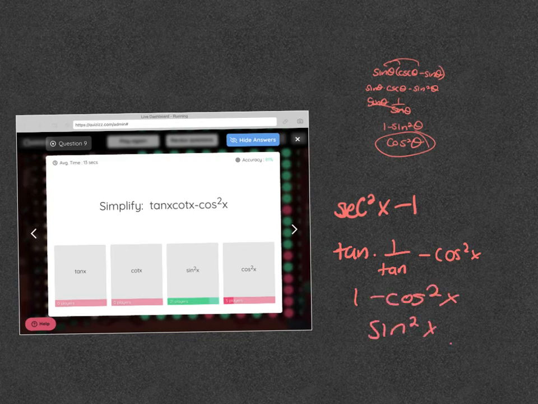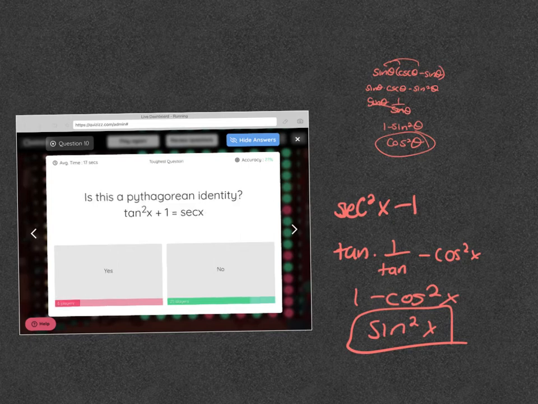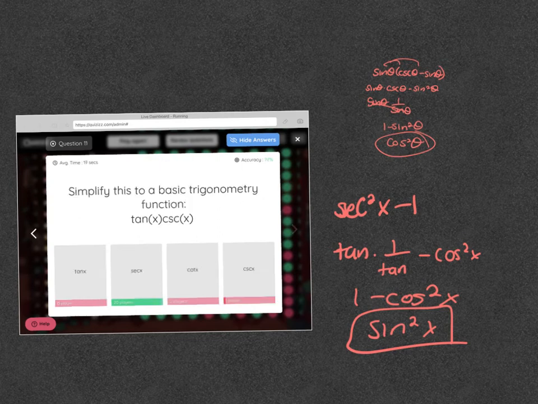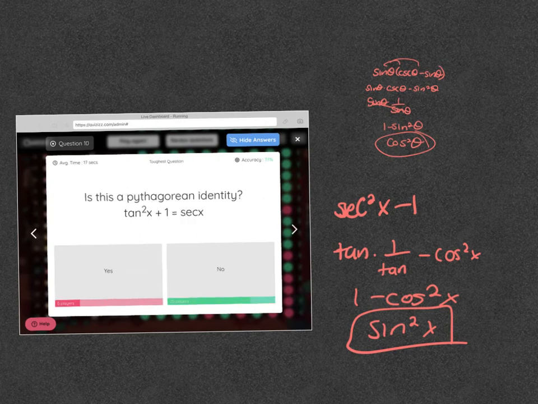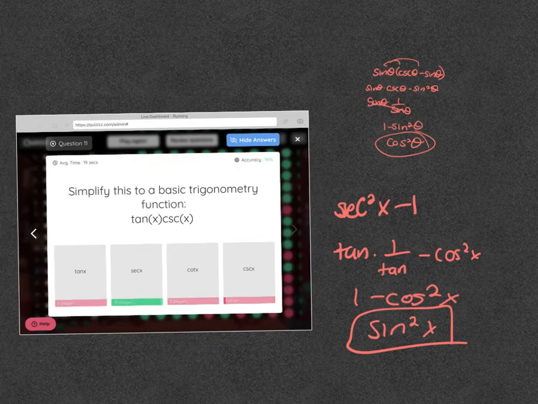So almost all the ones you guys were wrong on are your Pythagorean identities. You definitely need to review those, okay? That's not right, because it's not squared. The secant has to be squared. All right, the rest of them are good. All right, let's do one more.